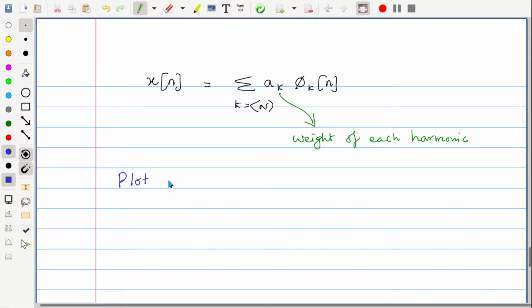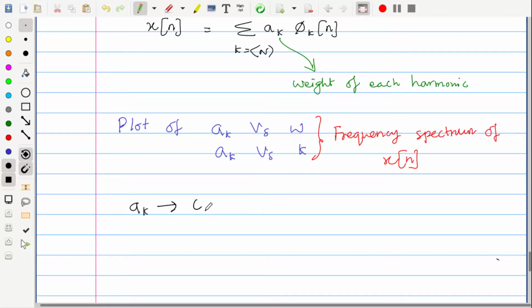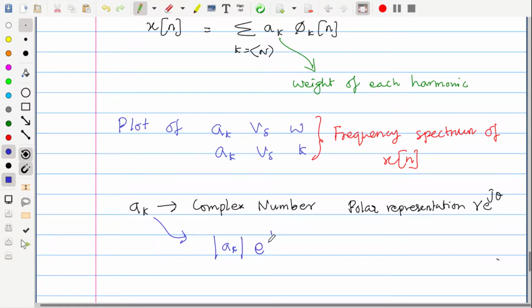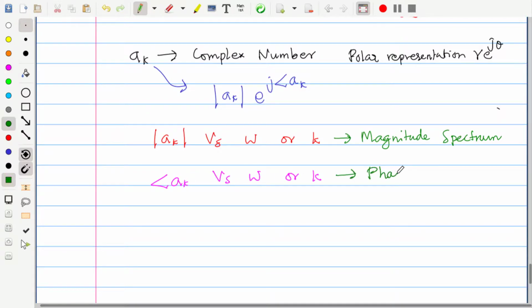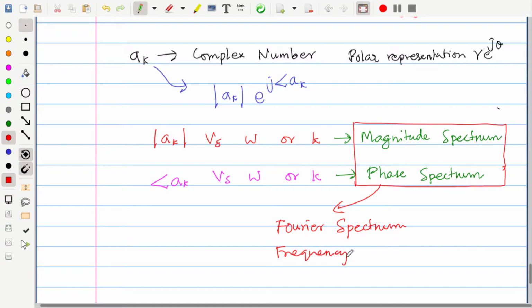We can plot the value of a_k as a function of k or a function of omega, and such plots are known as the Fourier spectrum of x of n. In general, this coefficient a_k is a complex number, and we know that any complex number a_k can be represented in polar form as a_k is equal to magnitude of a_k into e power j angle a_k. And the plot of magnitude a_k with respect to omega is known as the magnitude spectrum, and the plot of angle a_k with respect to omega is known as the phase spectrum of the particular signal x of n, and these two plots together are known as the frequency spectrum of the periodic signal x of n.